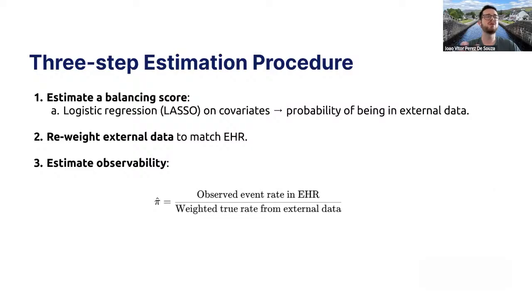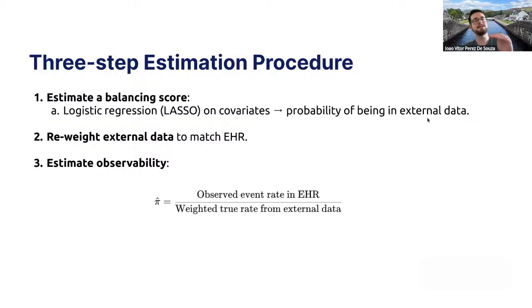I'm not going to go into much detail on the methods. I want to go into the applications, but essentially this is a three-step estimation procedure where they model this in a simulation using different parameters for the population. Essentially, they start by estimating a balancing score. So they do a logistic regression with lasso, shrinking the coefficients on the covariates to detect the probability of being in the external data.